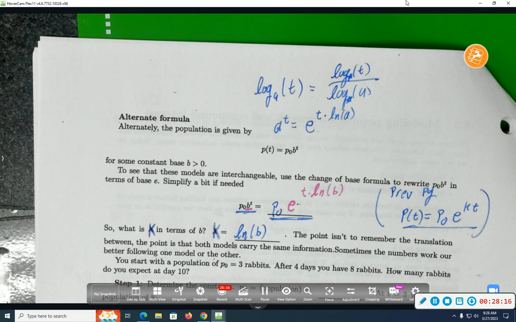And the point here isn't necessarily to hammer home exactly what the translation is between these two models. The point is to reinforce that it doesn't matter which model you use, they both carry exactly the same information. So we'll use this model for a different problem, and we'll notice that sometimes this one feels a little bit easier to use than the other. So let's do exactly that.